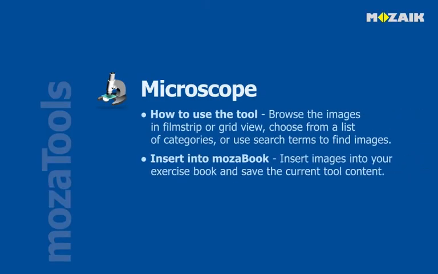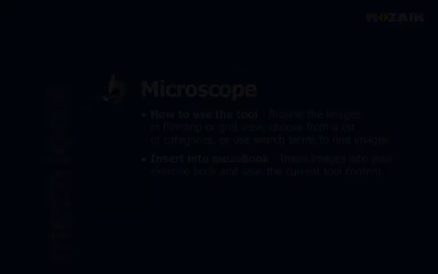Microscope. How to use the tool. Browse the images in film strip or grid view, choose from a list of categories, or use search terms to find images. Insert into mozaBook. Insert images into your exercise book and save the current tool content.